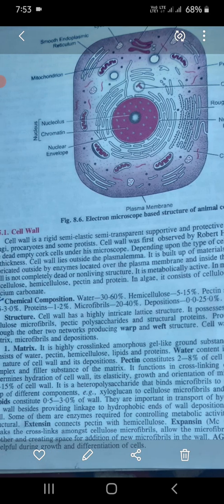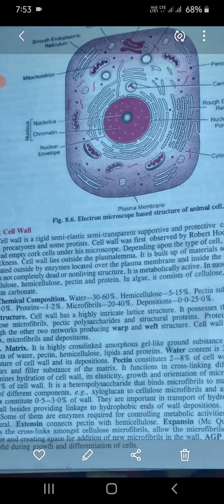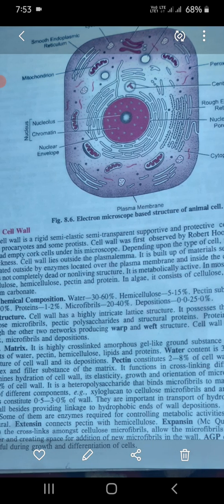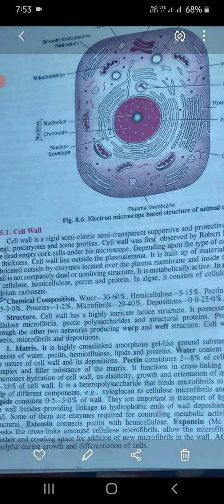It is built up of materials sent out by the protoplast and fabricated outside by the enzymes located over the plasma membrane and inside the cell wall. Therefore, cell wall is not completely dead or non-living structure. It is metabolically active. In most plants, cell wall is made up of cellulose, hemicellulose, pectin, and protein. In algae, it consists of cellulose, galactans, mannans, and calcium carbonate.